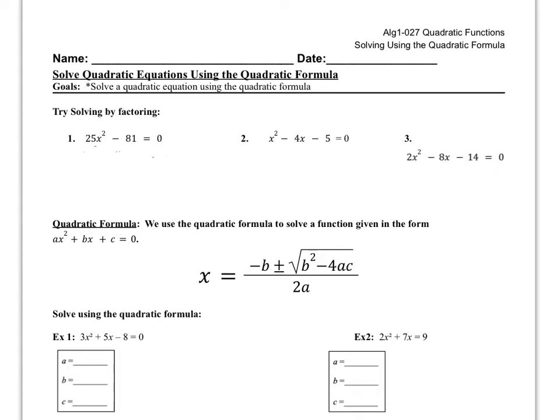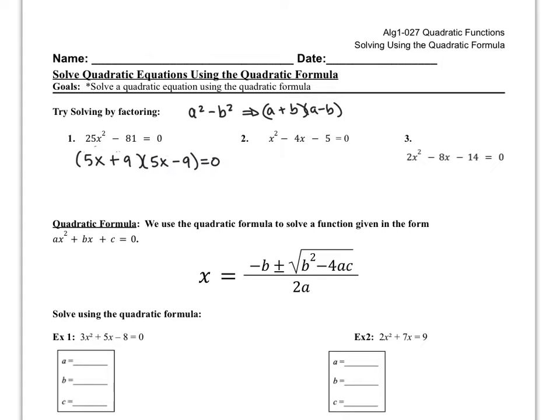So if we were to try to solve first by factoring, for example on number 1, I noticed that this is the difference of two squares, so it's in that form a squared minus b squared, which means it's going to factor into a plus b times a minus b. And so if I apply that to number 1, this would factor into 5x plus 9 times 5x minus 9.